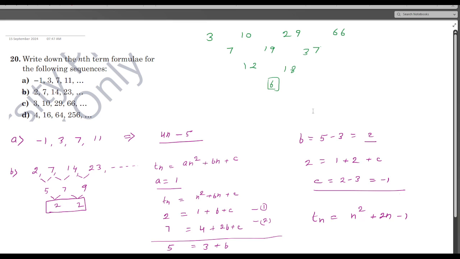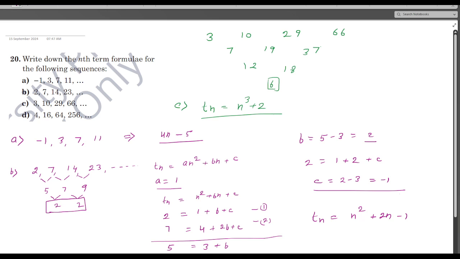If we observe it, cube of 1 is 1. If we add 2 to it, we will get 3. Cube of 2 is 8. If we add 2 to it, we will get 10. And cube of 3 is 27. If we add 2, we will get 29. So here for C, your sequence Tn will be of the format n cube plus 2.